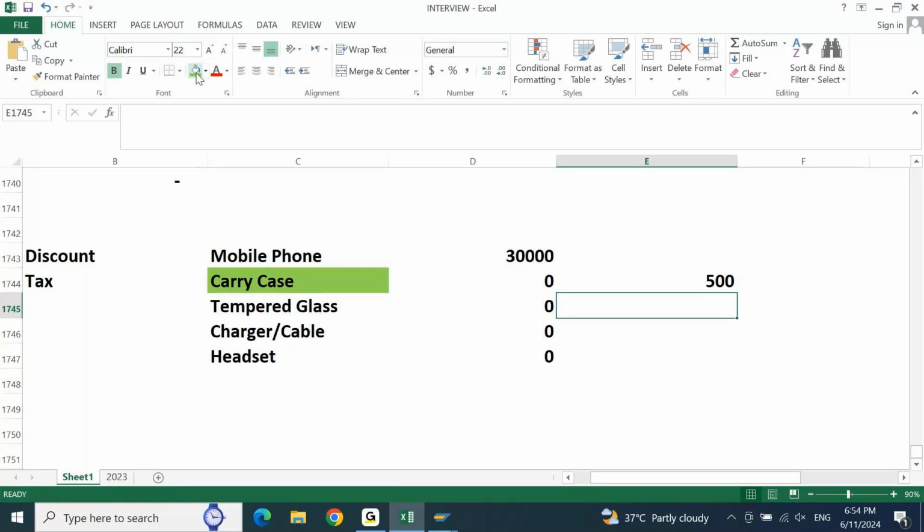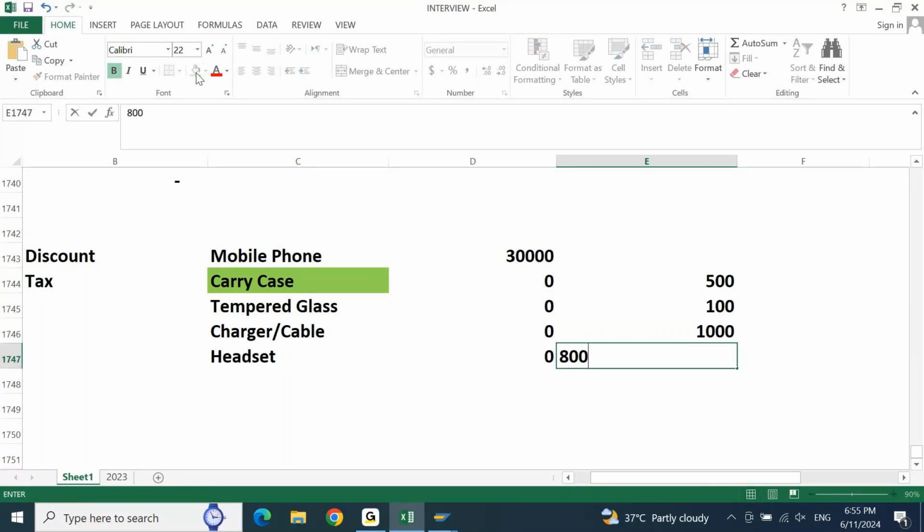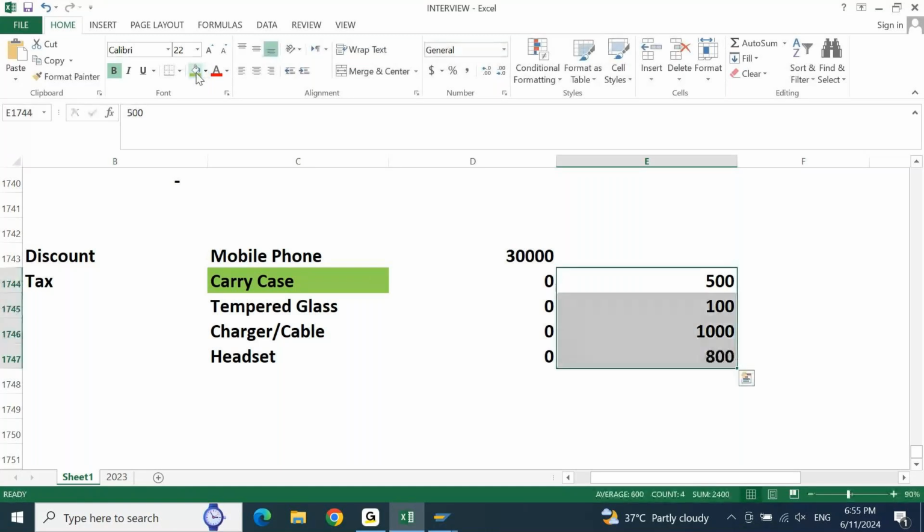Similarly, if another guy is coming and asking for tempered glass, they may say 100 rupees, charger 1000 rupees, headset another 800 rupees. Now, this is the actual product value in case they sell separately to a different customer. But since they are giving the same product to you, they are not charging anything from you. Now, whenever you are selling it to a customer, on the selling price, you are supposed to pay tax to the government. Yes or no?